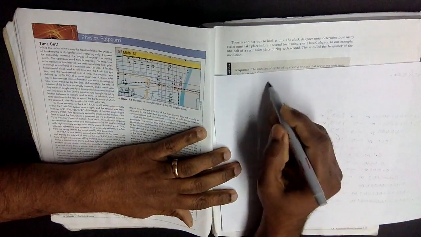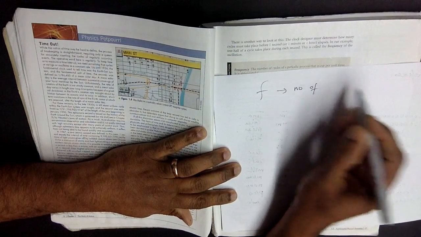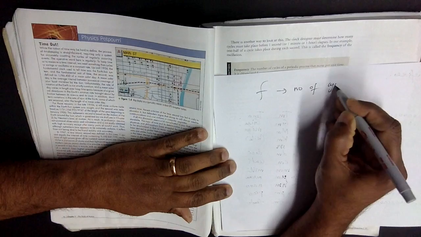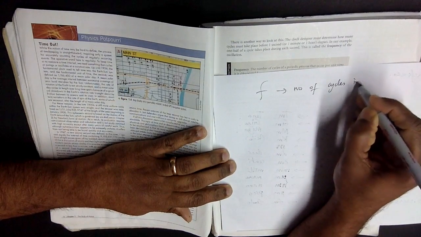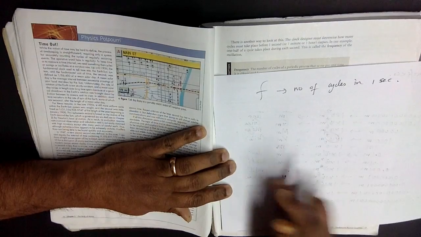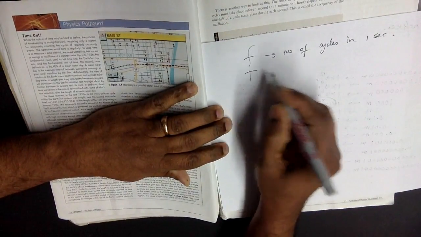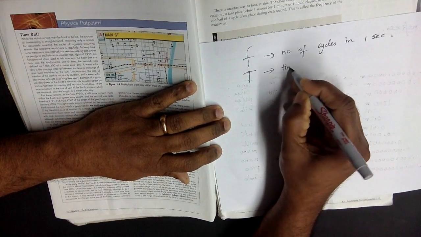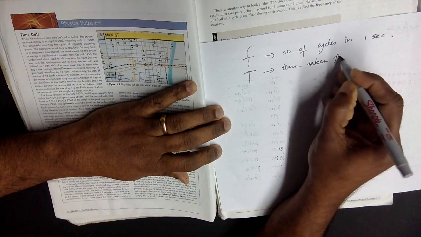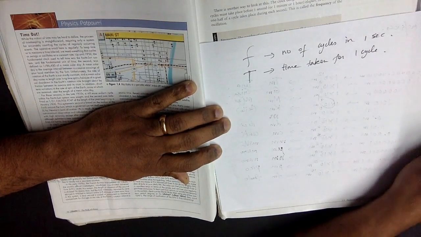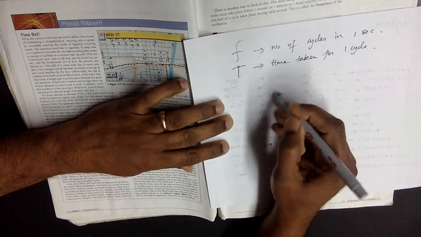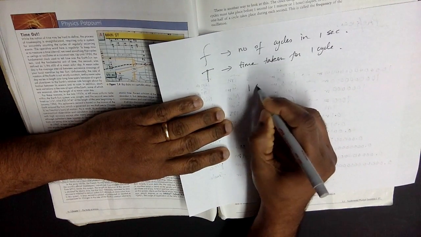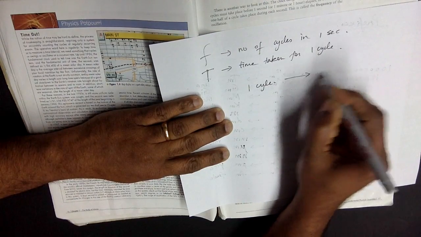So F stands for number of cycles in 1 second. That's called frequency. And similarly, there's another term called time period. Time period, symbolized by the letter capital T, stands for time taken for 1 cycle. So basically, if I say 1 cycle, it takes T seconds.